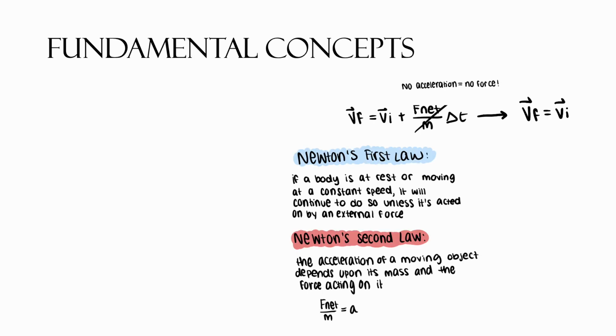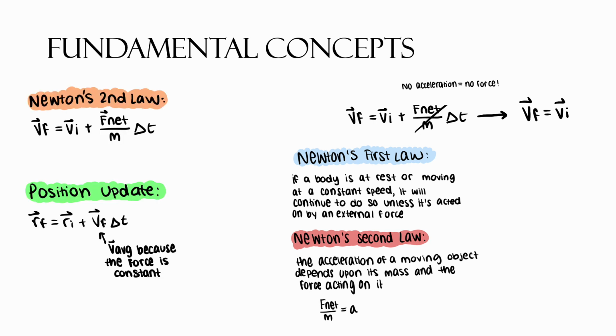A fundamental concept necessary for this lab is that Newton's second law states that the acceleration of a moving object depends upon its mass and the forces acting on it. That means that the force and the acceleration are directly proportional. Newton's second law is calculated by equating the final velocity to the initial velocity plus the force over the mass measured over time. Since the object we're measuring today is moving at a constant velocity, that means it's not accelerating and the force is equal to 0, which means the final velocity would be equal to the initial velocity.